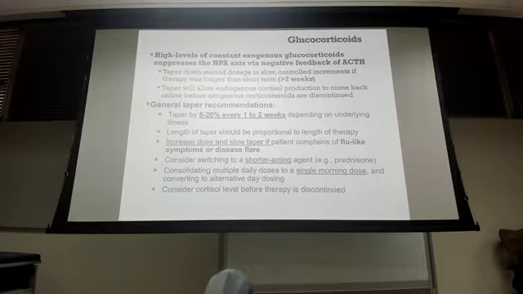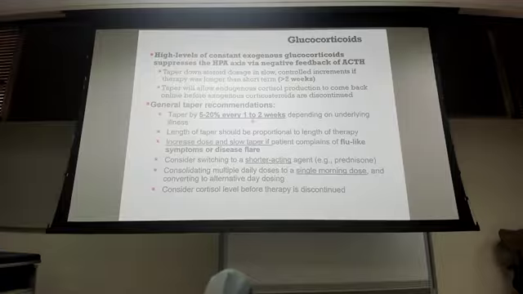And what we're trying to do is let that HPA axis wake back up again and say, hey, they're going to take this drug away from me. Now I actually have to do some work. They're not just giving me that end result. They're not just giving me the cortisol anymore. So the taper is to try to say, wake back up, it's time for you to do this. That's why we don't just pull it. So 5 to 20% every 1 to 2 weeks.